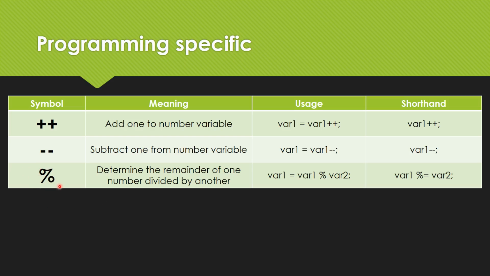So let's talk about the modulo operator. The modulo operator, or the percent sign here, determines the remainder of one number divided by another. And of course this is the usage and the shorthand. A better explanation of that is, let's say you needed to determine if a number was odd or even. If that number divided by 2 has no remainder, then it's even. If it has a remainder of 1, then it's odd. There are other use cases for this, but that's the best example I can think of.